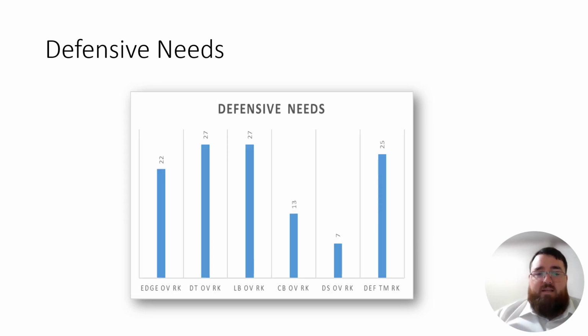And defensively, this is probably by far their biggest need as a team. Their edge needs help. Defensive tackles need help. Linebackers, cornerback to a lesser extent, and safety to a lesser extent. But the needs that really need to be met are linebacker, defensive tackle, and edge. Those are the big things that they should have addressed in this draft class. Did they address them? Well, that's what these draft grades are going to be about.